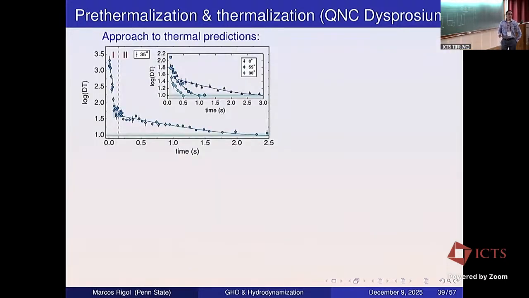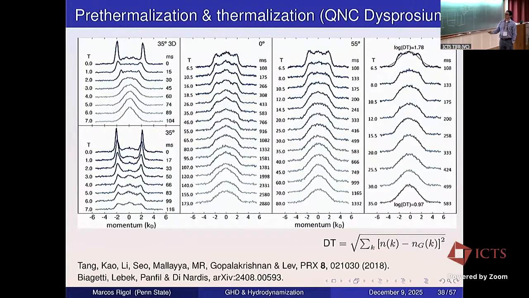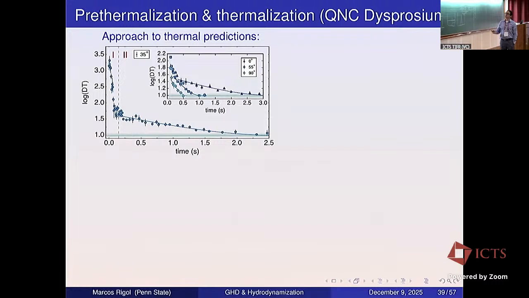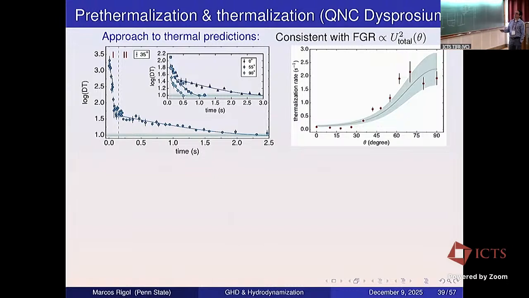So this is the kind of thing that happens, right? When you study that difference, you see some very fast dynamics and some very slow dynamics. You can look at this for different angles and get some rate, and you see that the rate increases as you change this angle. At that point, we did some very simple estimate. We said it's consistent with Fermi's golden rule. And now I think using GHD, one can be more quantitative about these rates.